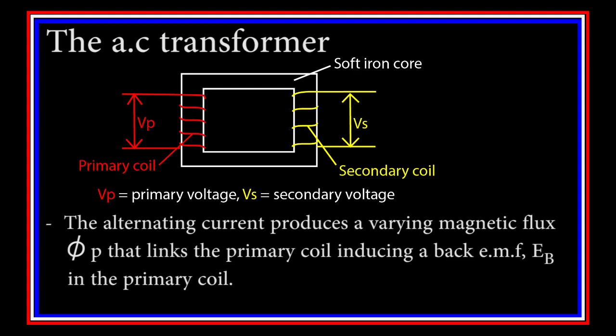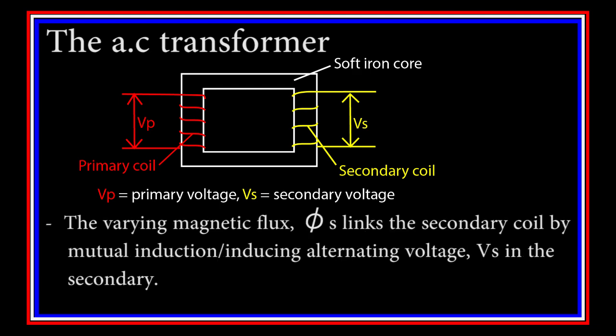The alternating current produces a varying magnetic flux phi P that links the primary coil, inducing a back EMF EB in the primary coil. The varying magnetic flux phi S links the secondary coil by mutual induction, inducing alternating voltage VS in the secondary.